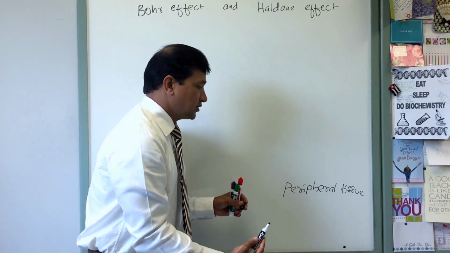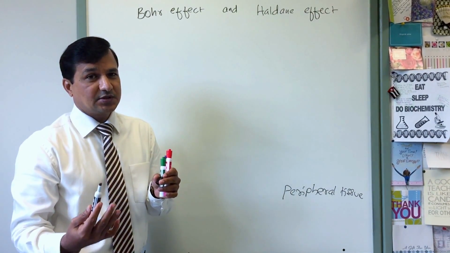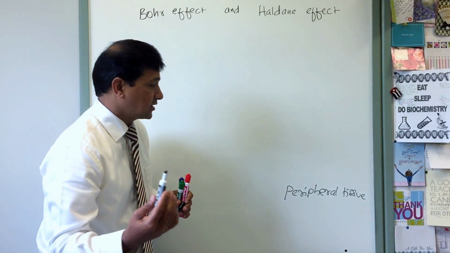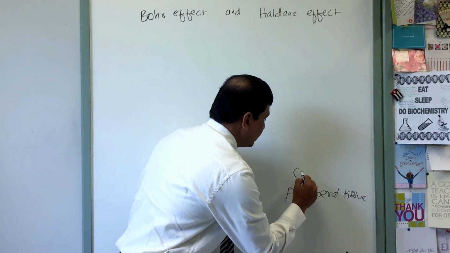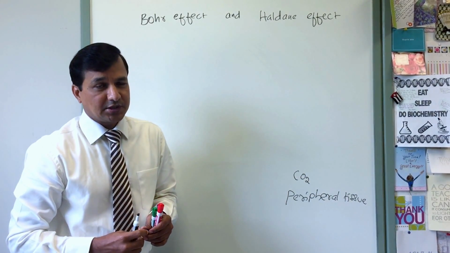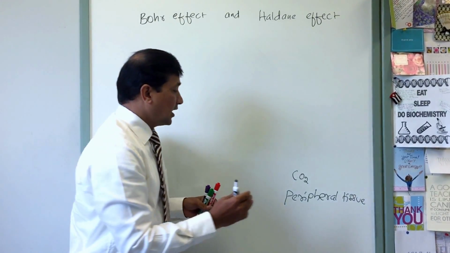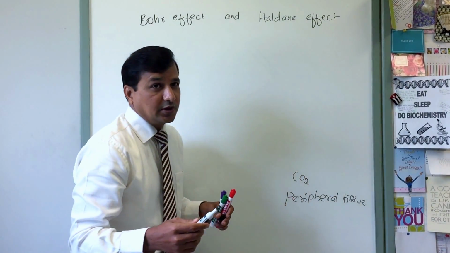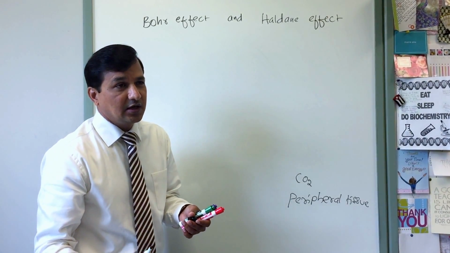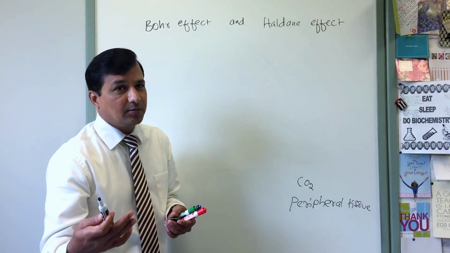So in any tissue which is metabolically active, the TCA cycle, that is the Krebs cycle, will be going on, and the byproduct of the TCA cycle is carbon dioxide. So there will be release of carbon dioxide. So PCO2, the partial pressure of carbon dioxide in peripheral tissue, will be higher. That carbon dioxide, because it's a gaseous molecule, will diffuse out of cells into the blood, and in the blood it's going to diffuse into red blood cells.